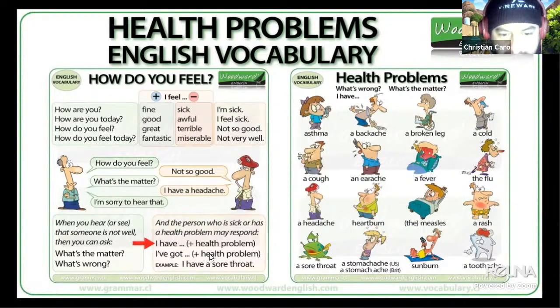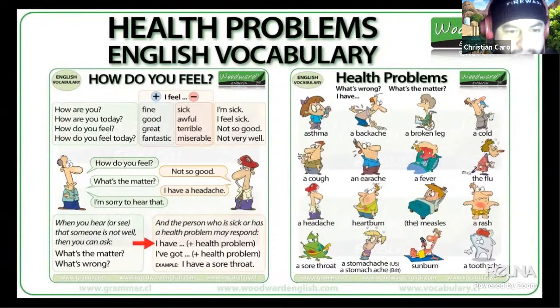When we use the vocabulary, we say I have plus the health problem, or I've got in British English, plus the health problem. In American English, normally we can say I have, I got. In British English, we say I've got. So both, the auxiliary verb plus the past participle. I've got a headache, for example. I've got heartburn, or I got a backache. I got a broken leg, and so on.